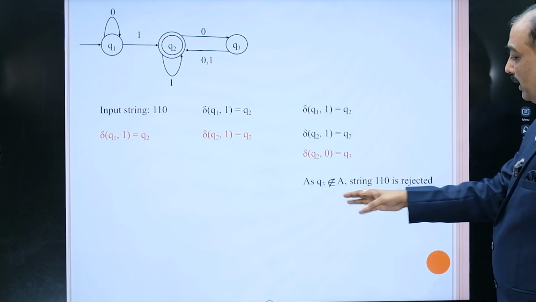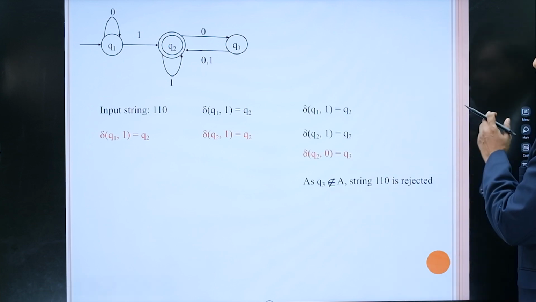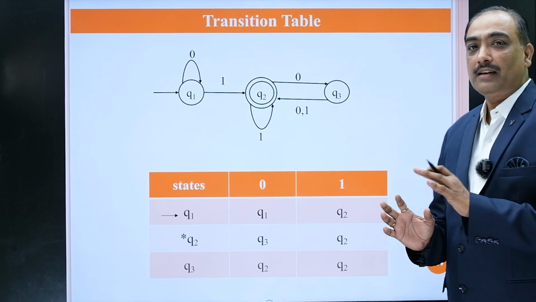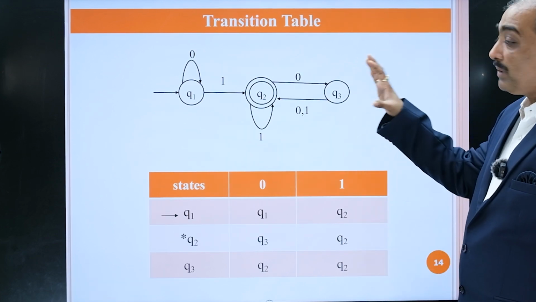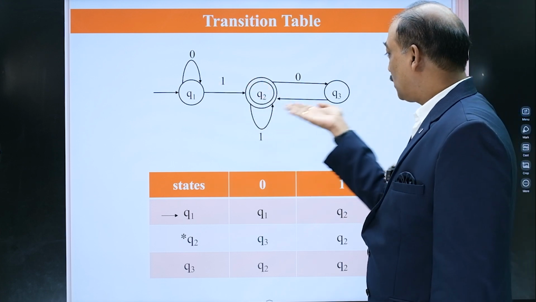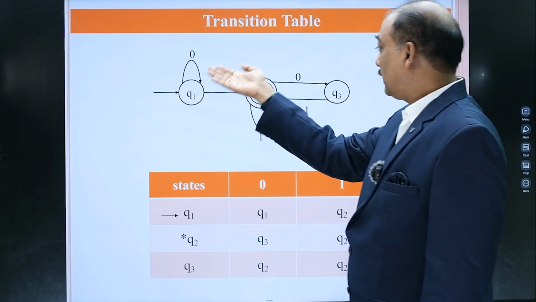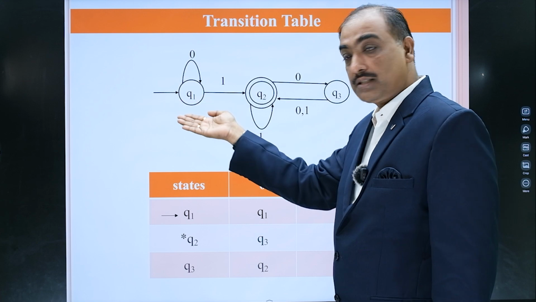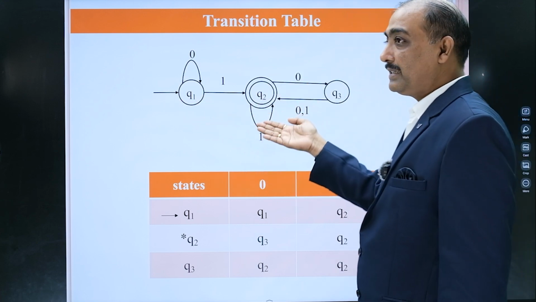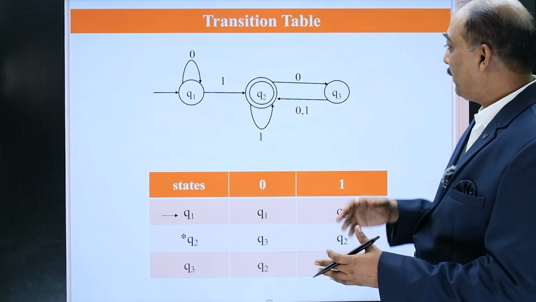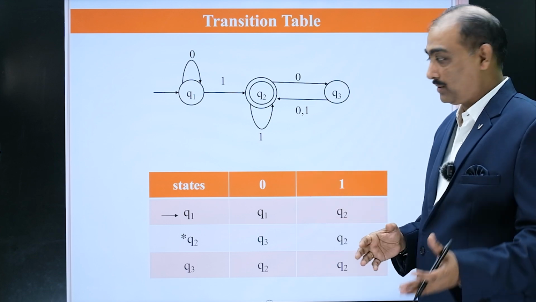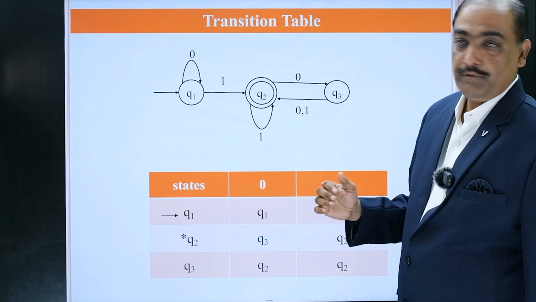So 110 is rejected by the finite automata. Once we are clear with the transition diagram, what this transition diagram tells us is about the states, the transitions, what the initial state is, and what all the final states are, because there might be multiple final states in some cases. In this case, there is a single final state.